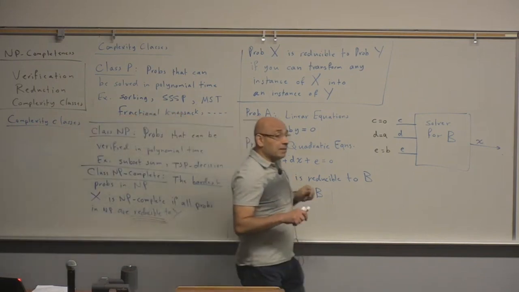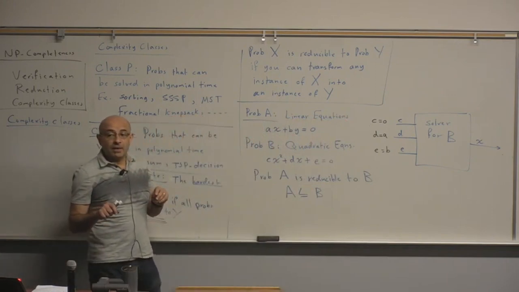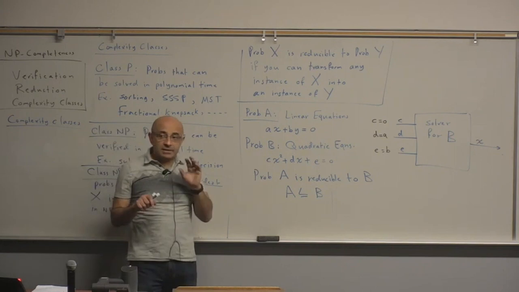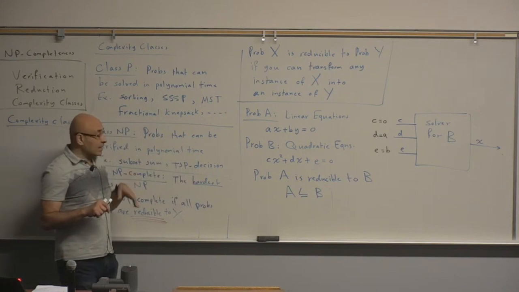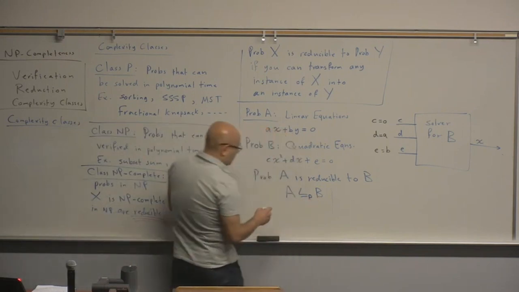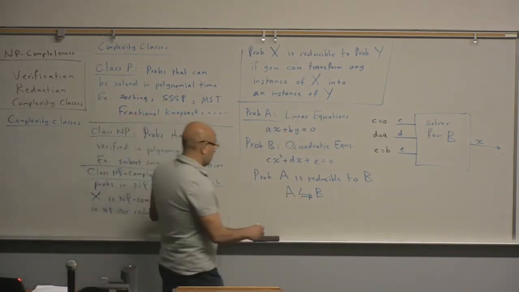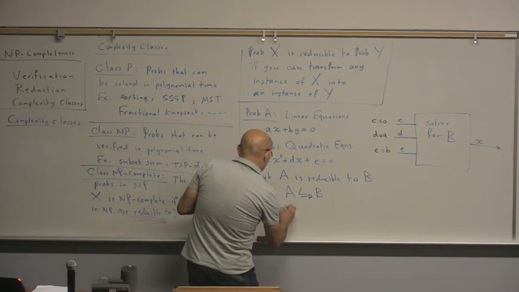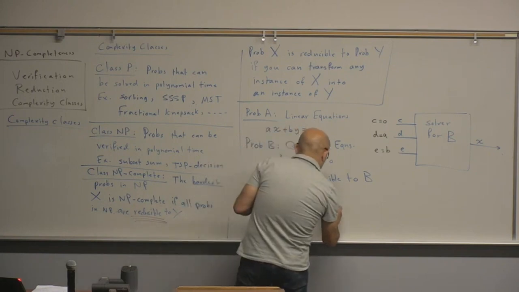Now, in NP-completeness, we're interested in reductions that can be done in polynomial time. The reduction, which is transforming an instance of a problem to an instance of another problem, we're interested only in reductions that can be done in polynomial time, that we express using the notation less than or equal subscript p, which means reducible in polynomial time. So A is polynomially reducible to B.